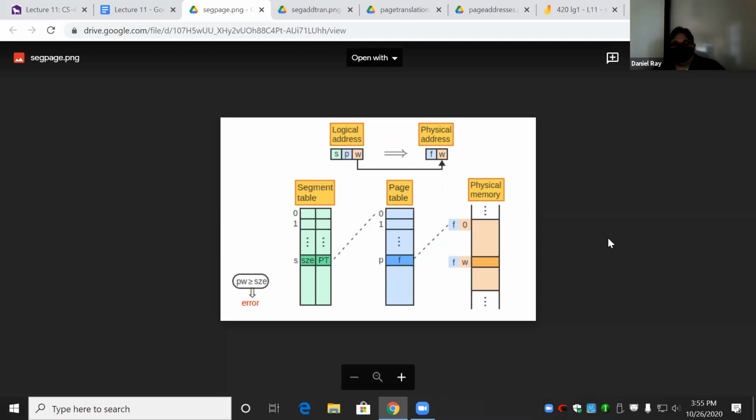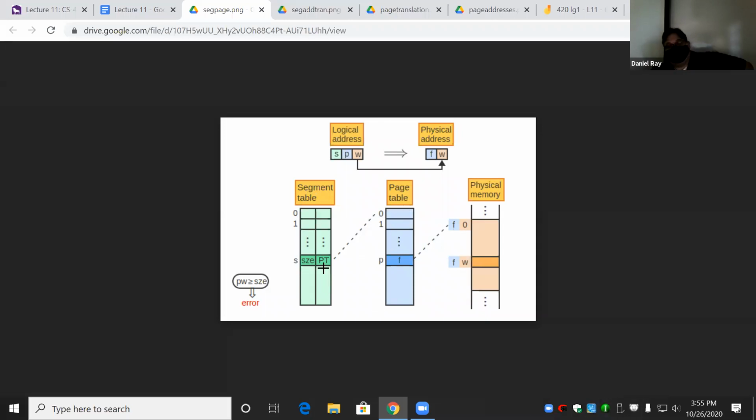Okay? Because it's not just the entire program that's getting divided up into pages, it's each segment that is getting divided up into pages. So for each segment in the segment table, go to that segment number, you see the size of this segment, and you see the page table, PT value, for that segment. Okay? If the total of the page number and the offset is bigger than the size of this segment, then you've got a segmentation fault. Okay?